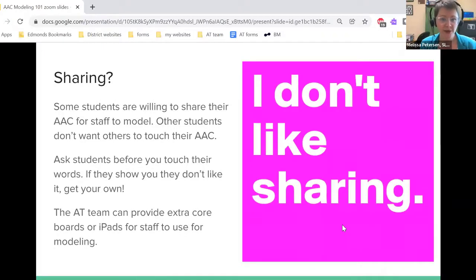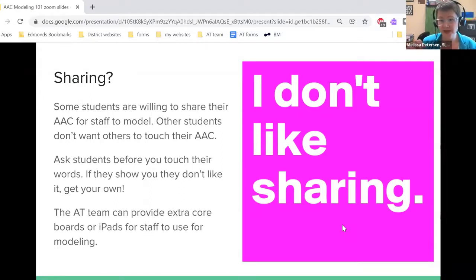And sharing, this is a big topic. Some students are totally fine sharing their AAC with staff. Other students are pretty possessive and protective of it, and they don't want you to touch their words. Either response is fine and rational. If students are willing to share, that's great. If they're not, we need to respect that, and we'll get you your own.